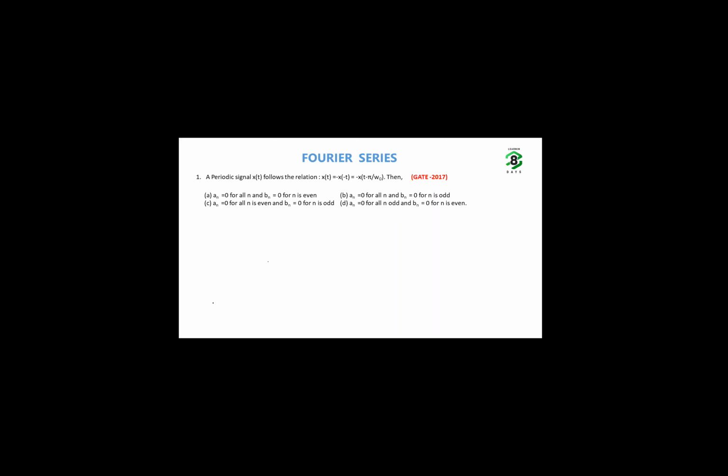And the second condition is x of t will be equal to minus x of t minus pi by omega naught. Here omega naught is 2 pi by T, so this term indirectly leads to t minus T by 2. It means there is some relation between the first half and the second half of the signal. These are the two conditions given on the signal, and with respect to them we need to find the properties of its Fourier series coefficients.